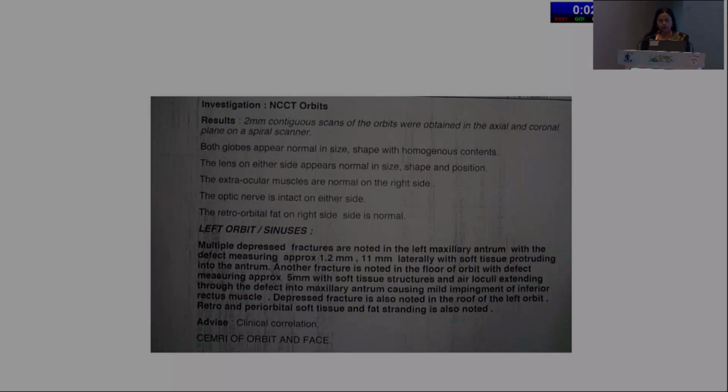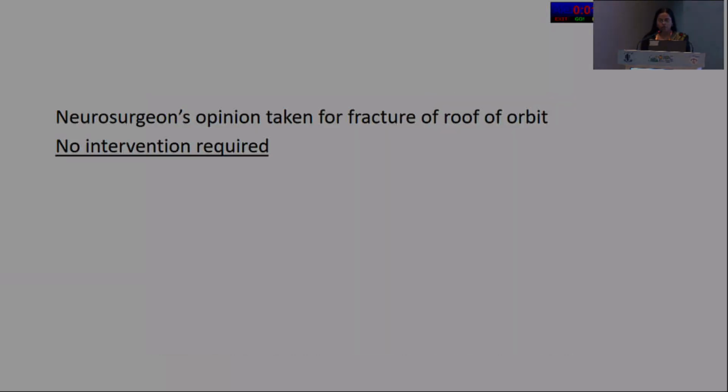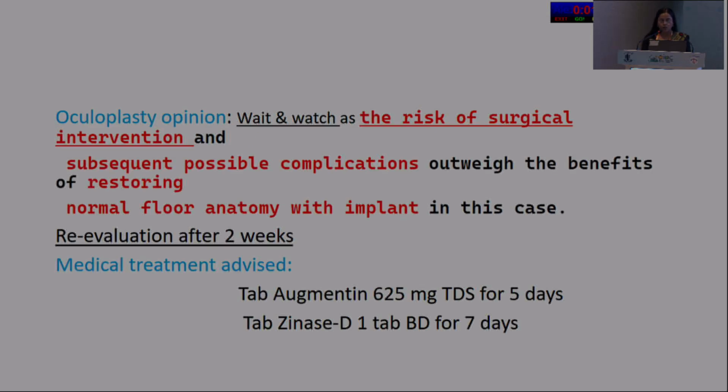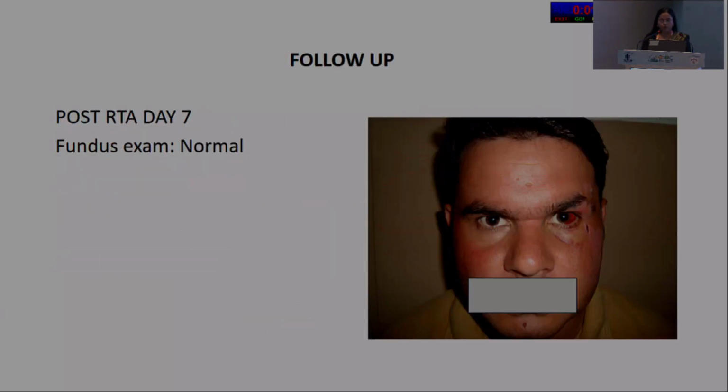A depressed fracture was also noted in the roof of the orbit, and there was retro and periorbital soft tissue and fat stranding. A neurosurgeon's opinion was taken for the fracture of the roof of the orbit. They said that no intervention is required. Regarding oculoplasty opinion, we wanted to wait and watch, as the risk of surgical intervention and subsequent possible complications with vision loss outweighs the benefit of restoring normal floor anatomy with an implant, in this case in our hands. So we wanted to reevaluate after 2 weeks.